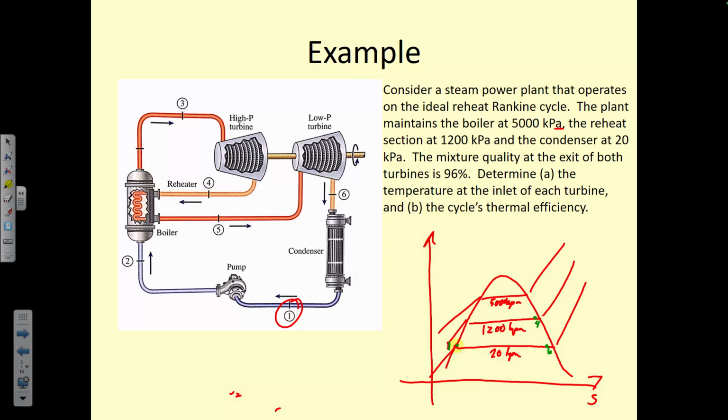From state 4, where is state 3? It's superheated, and what do we know about the relationship between 4 and 3? Same pressure. Not same pressure. What is the same? Entropy, right? This is a TS diagram, so a line of constant entropy is just a straight line up and down. So state 3 would be here. We could do the same thing on state 6 to state 5, right?